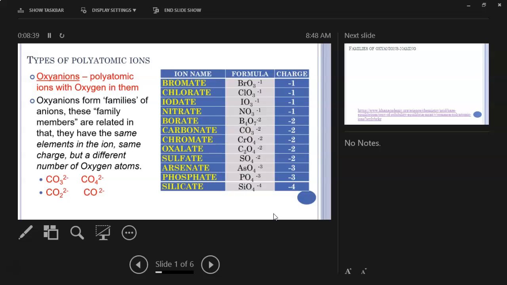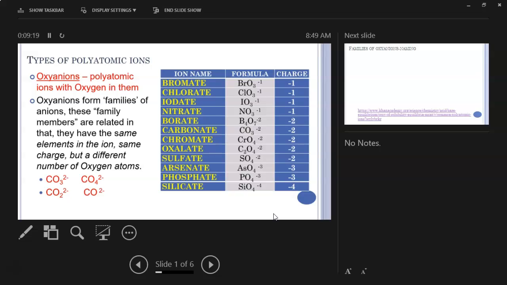SO2 2-. So how is he different than our main version? 2 less. Okay. So 2 less oxygen, you're going to add hypo as your prefix. And then you're going to drop -ate, make it -ite.